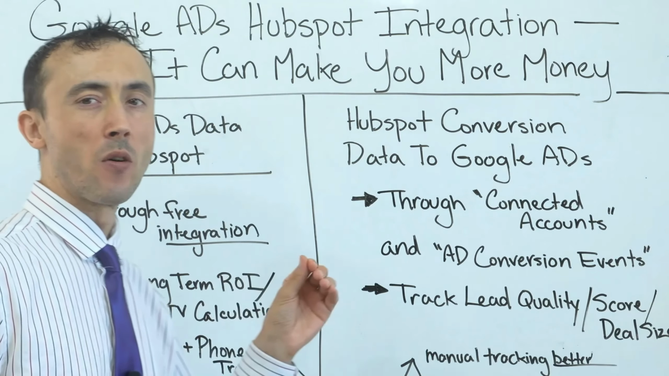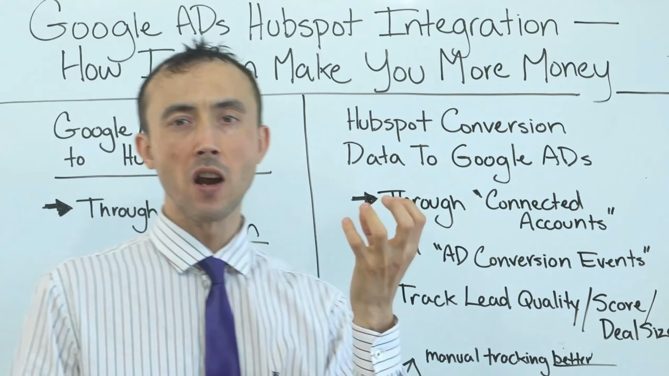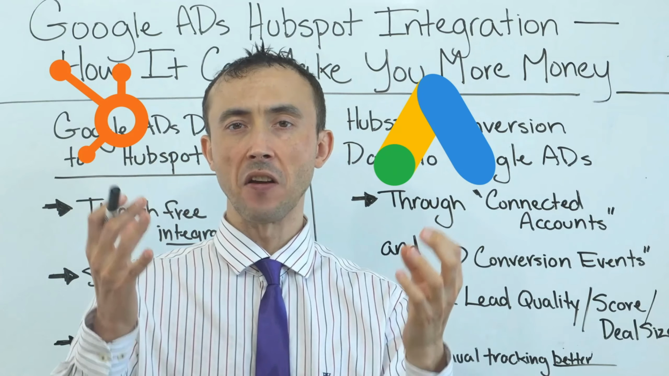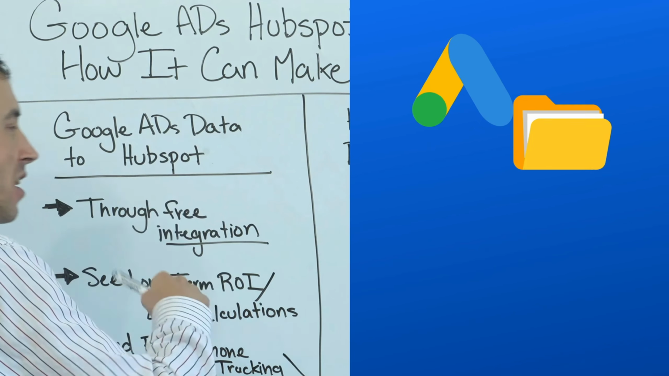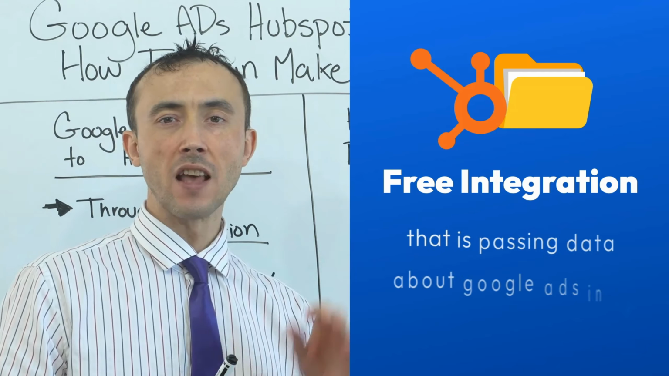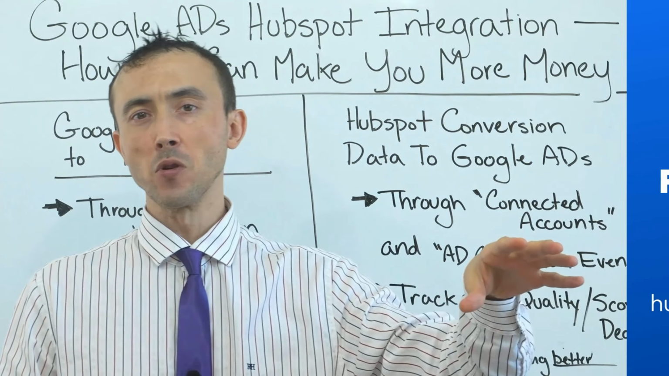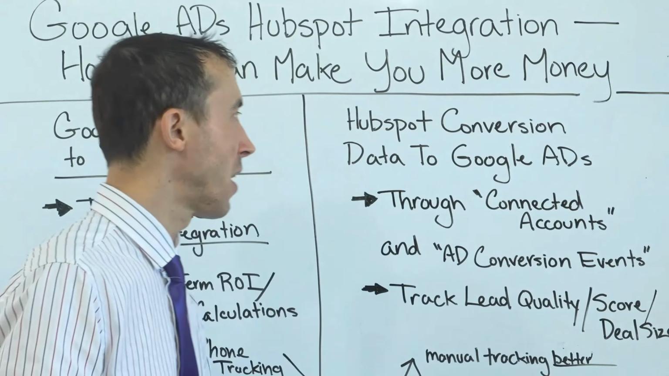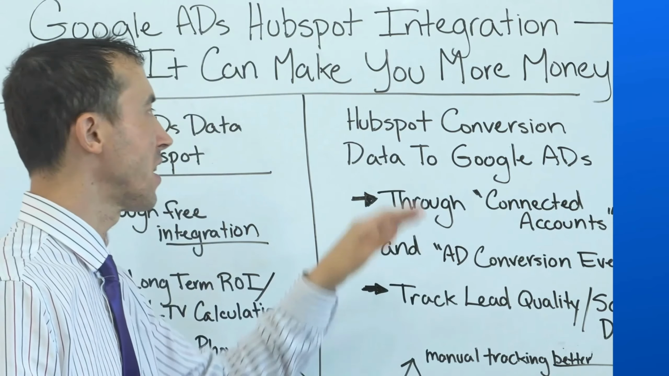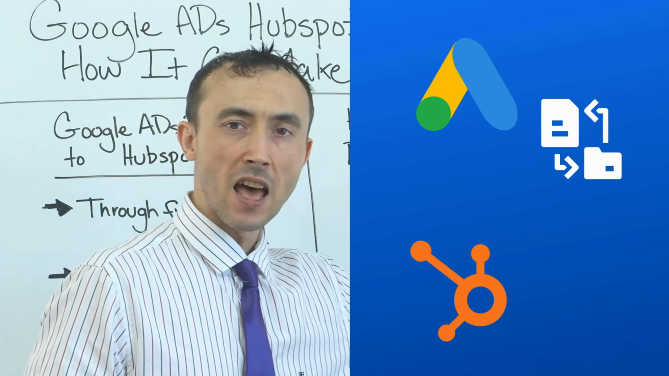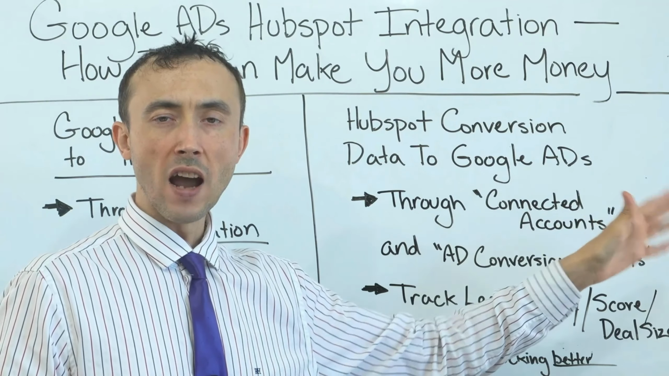So with this, by the way, there's actually two different integration types when you're talking about integrating Google Ads and HubSpot together. The first of which is integrating Google Ads data into HubSpot. You can use our free integration, that is passing data about Google Ads into HubSpot to track your ROI from your Google Ads. But also there's a second way, which is when you're taking your HubSpot conversion data and passing that data back into your Google Ads account to steer your ads with.